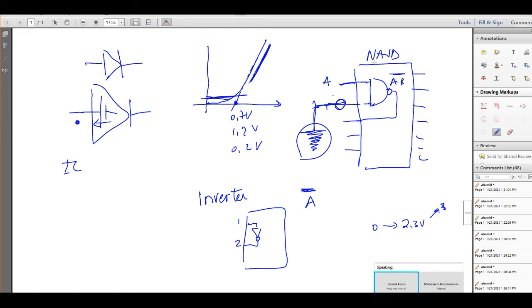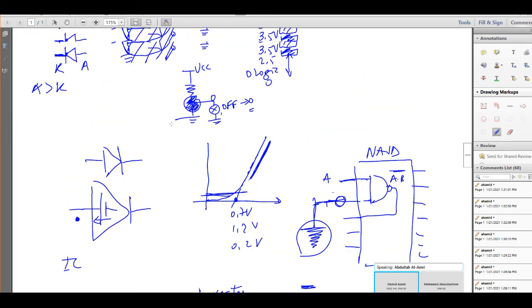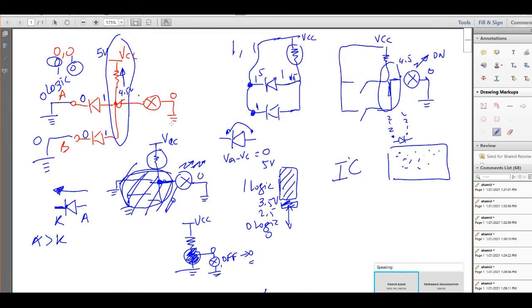Okay, thank you, Doctor. Yeah. If you go back here, I think your question started from this part here, maybe, because I have 5 volts here, and we have 4.5 volts.